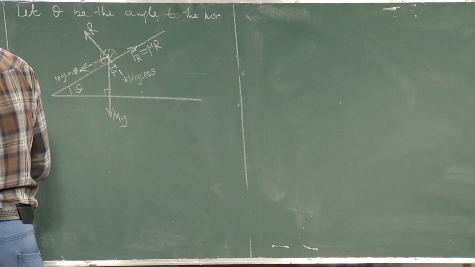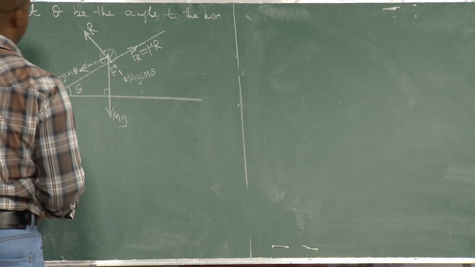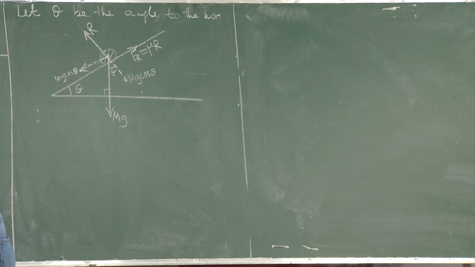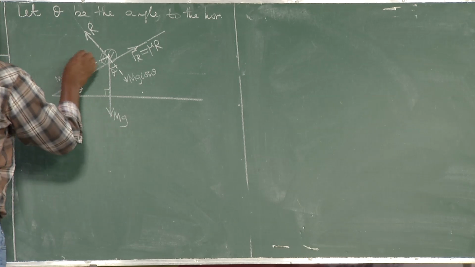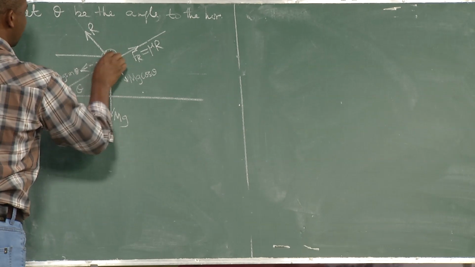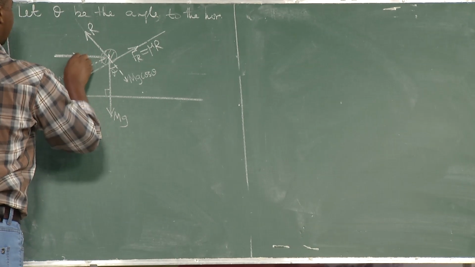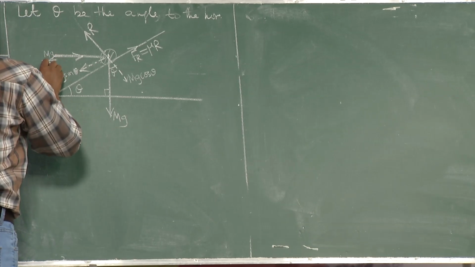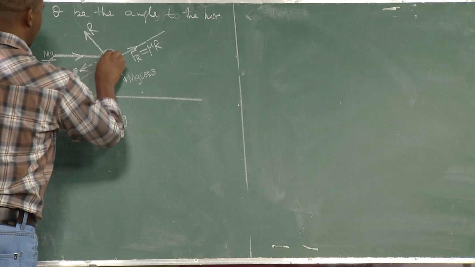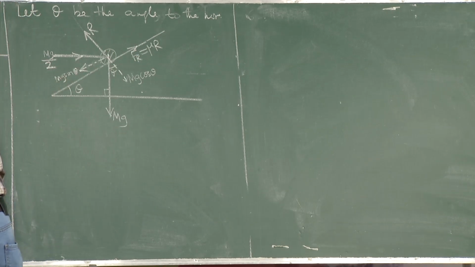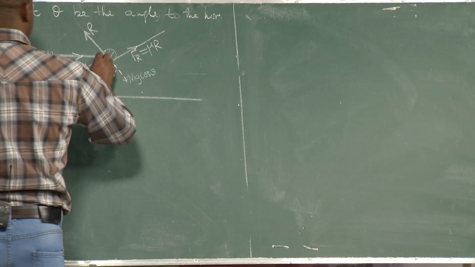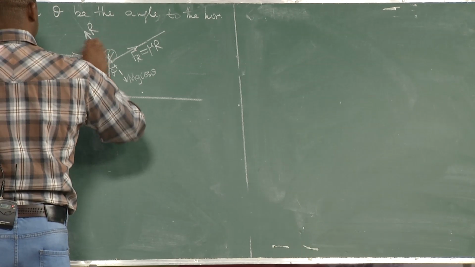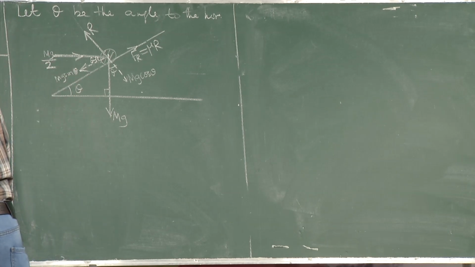The geometry of angles, by now we have enough experience about it. And they are telling us a horizontal force of mg over 2. This force that we were looking for this time round is given as a half of mg. The horizontal force is given as a half of mg to keep this particle from sliding down. And the coefficient of friction is given as mu. They are asking us to find the value of theta.